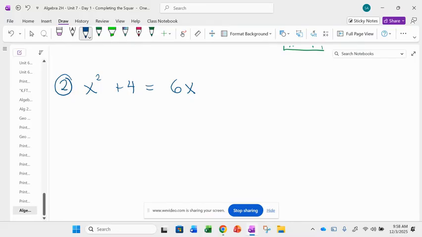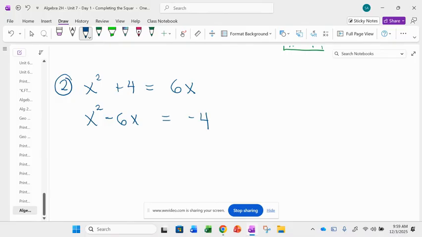So if we're solving by completing the square, remember, we want to first make sure all variables are on one side and constants on the other side. Is that the scenario here? No. I need to move the 6x to the left side, and I need to move the 4 where? To the right side. So we're going to have x squared minus 6x equals negative 4. Everybody okay with what I did there?